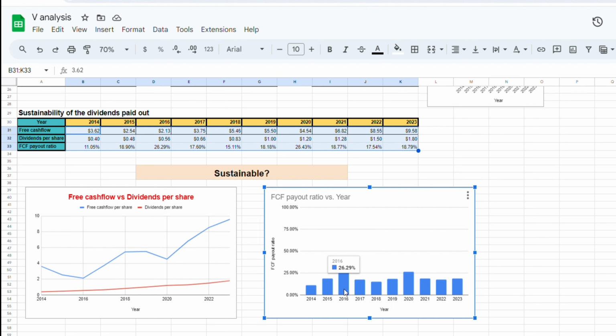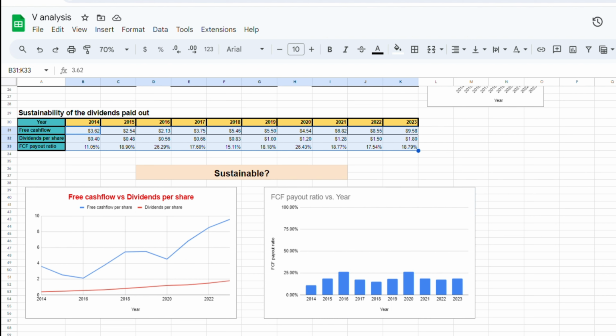This is called the free cash flow payout ratio. This is a very low payout ratio, meaning that Visa has a lot more cash on hand that they can decide to use for other purposes, like reinvest into the business, pursue acquisitions, or buy back shares.